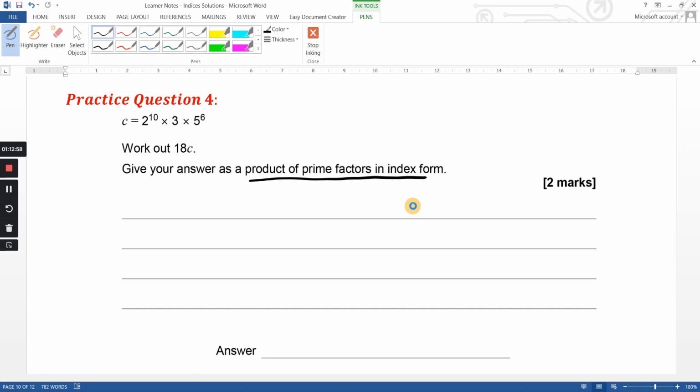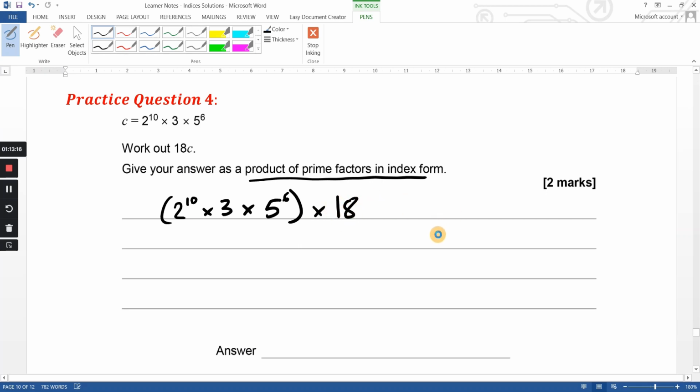So we want 18c, so we want 18 times this. Let me just write this down. So 2 to the power 10 times 3 times 5 to the power 6 times 18. Well, let's do the factor tree for 18. Break that down into the factors that it's made up of. So that's definitely 2 times 9, that's prime, and 9 is 3 times 3, that's prime, that's prime.